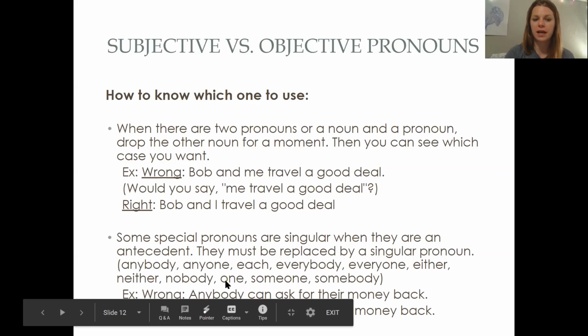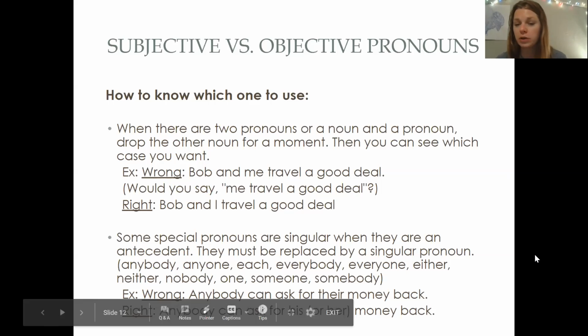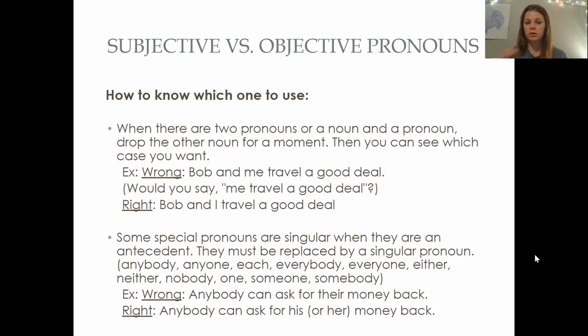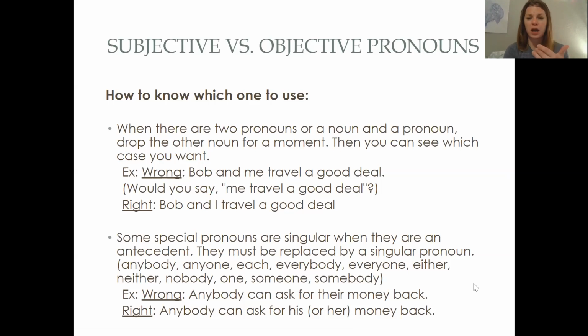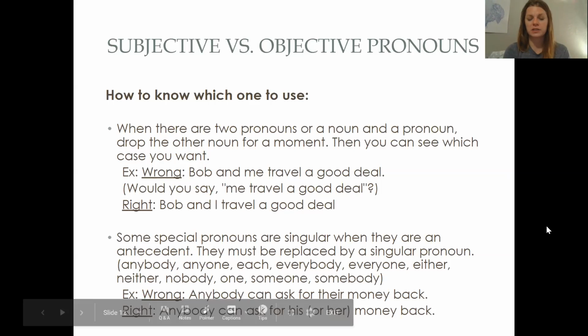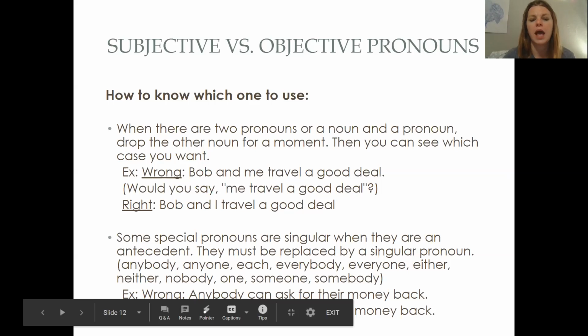So like anybody, anyone, each, everybody, all of those are singular, and therefore you have to use a singular pronoun with it or a singular adjective. So wrong, anybody can ask for their money back. There is technically plural. It's something we say all the time in our speech. This is more for written grammar. Anybody can ask for his or her money back.